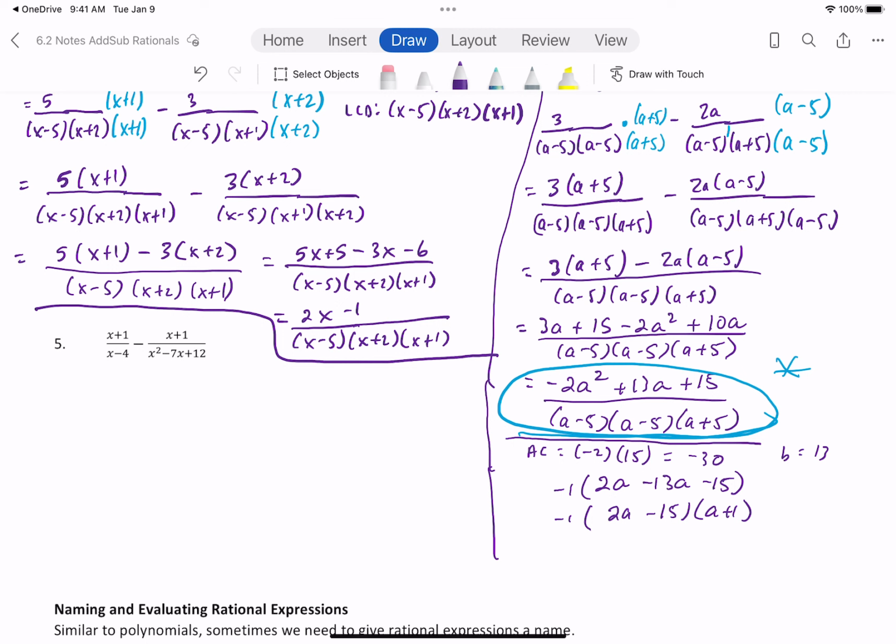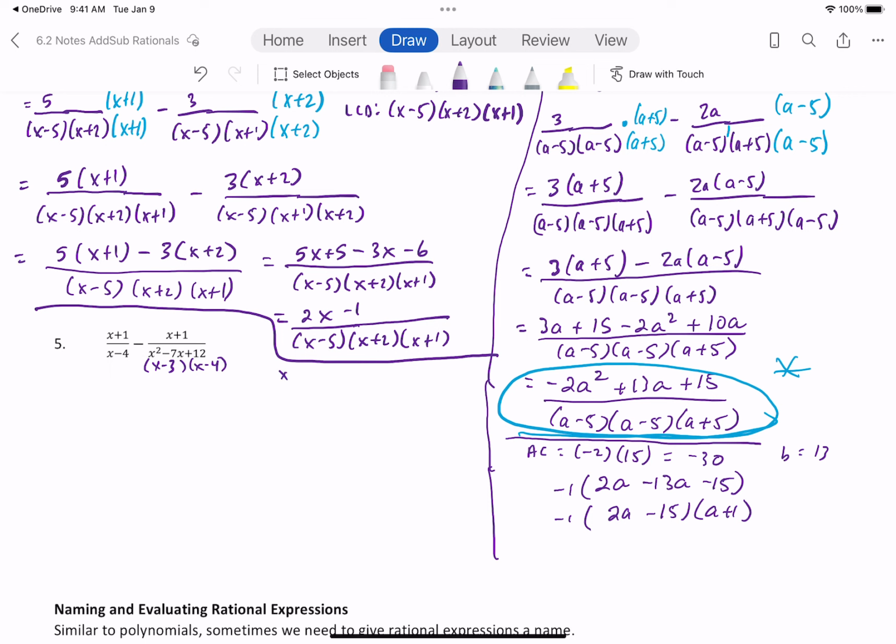Alright, let's look at one more. So for this fifth one, the first fraction has a denominator that's in lowest terms. We just need to factor the second one. And it's a trinomial with a equal to 1. And if I want factors that multiply to 12 and add to negative 7, I think we're going to need minus 3 and minus 4.